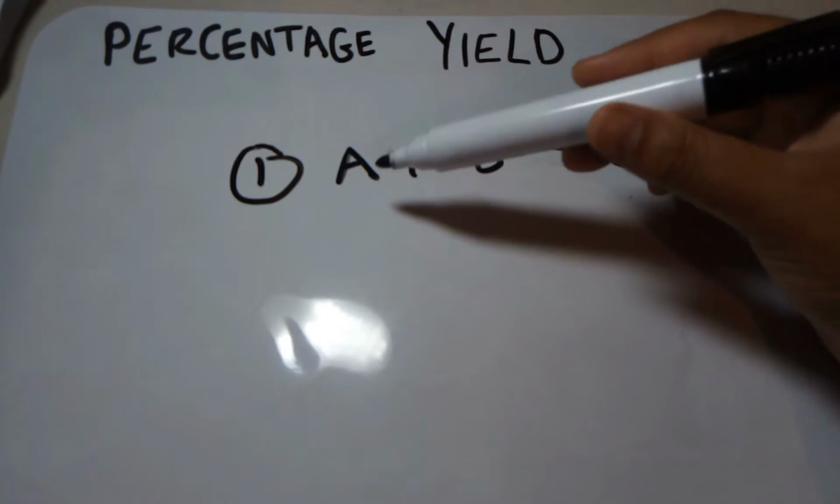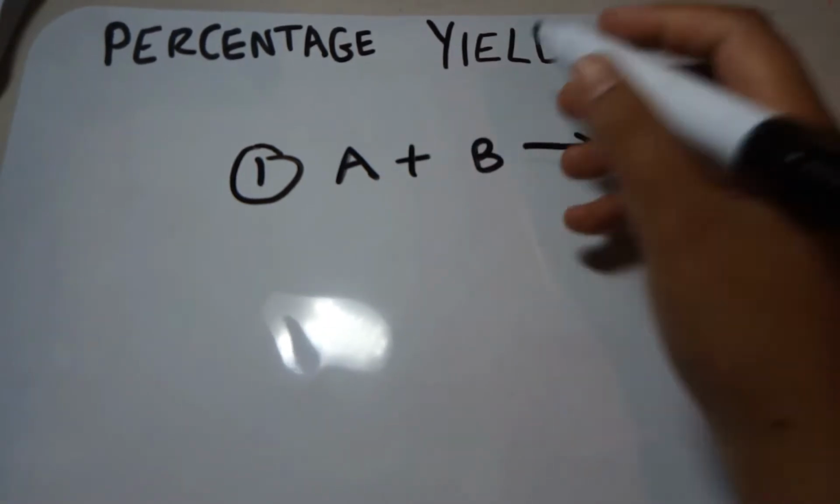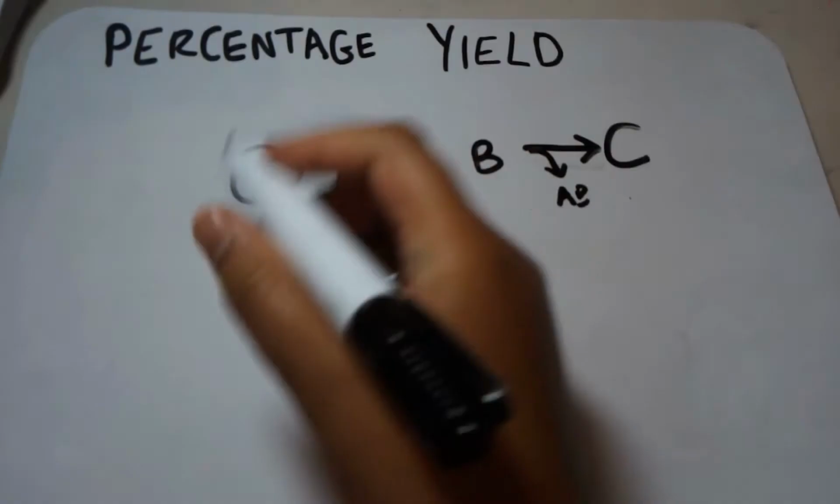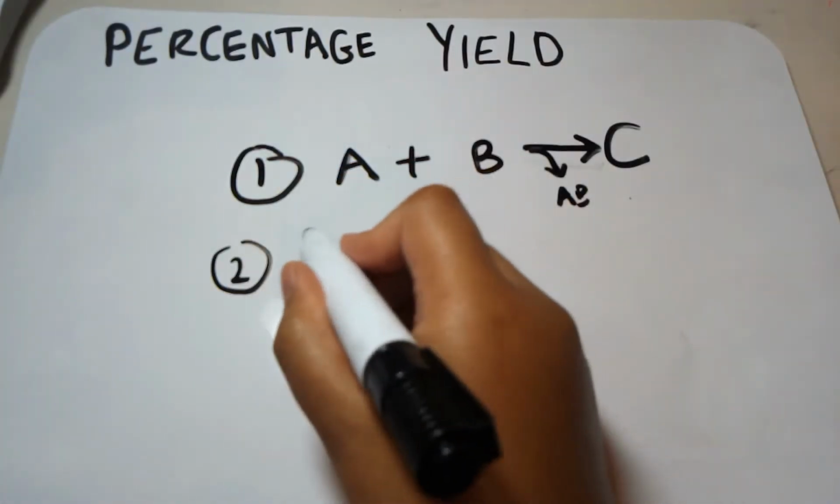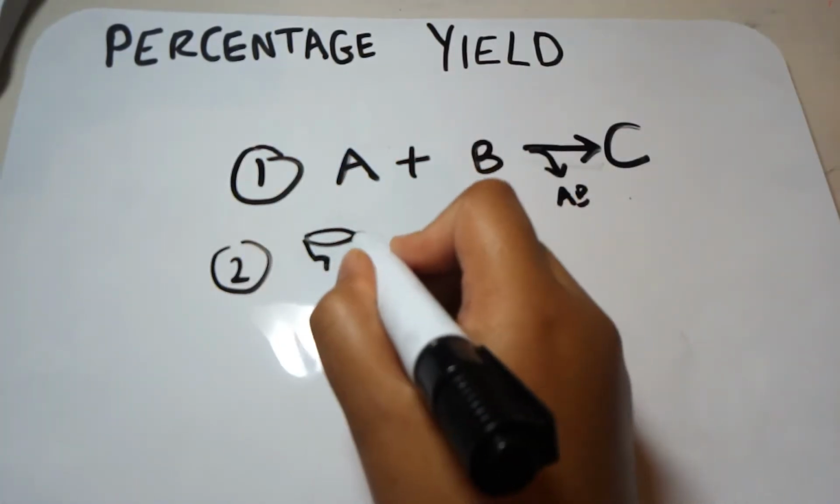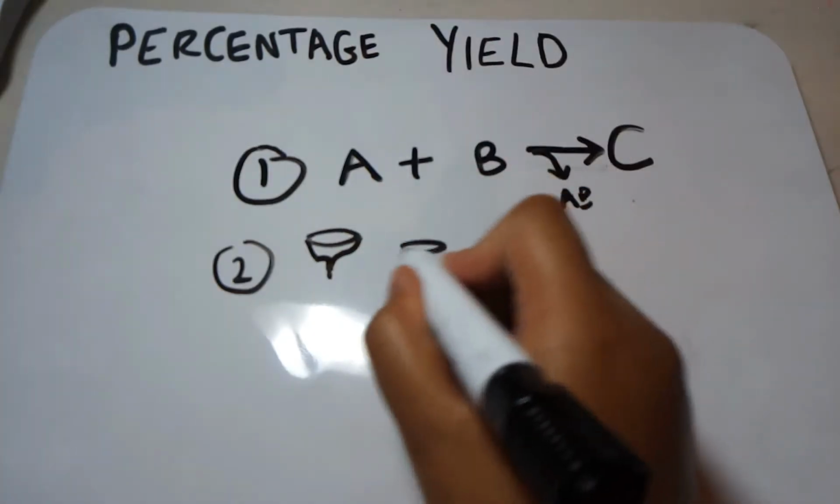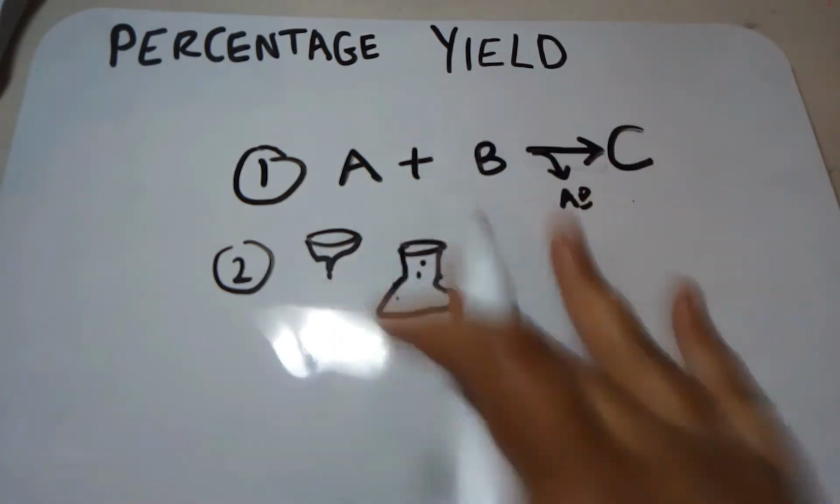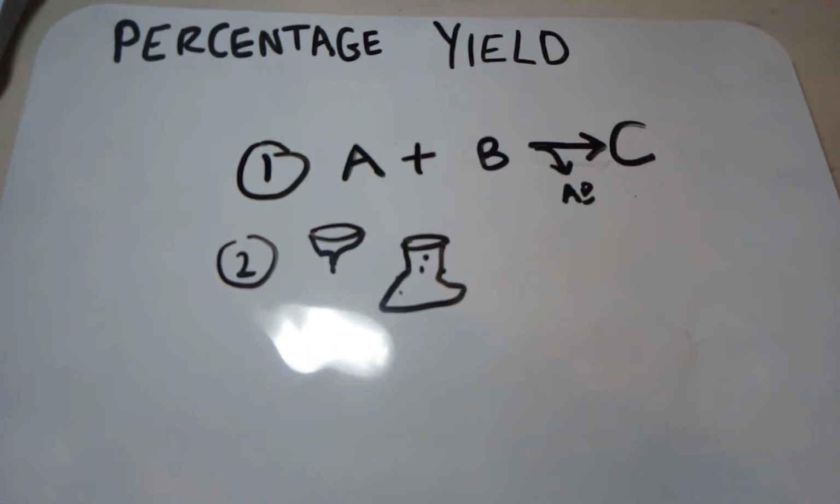One of the reasons is that you can have side reactions. For example, if you have the reaction A plus B gives you C, you can also have some of the product becoming AB. The second reason is that product will get stuck on the funnel that you are using, or on the sides of the beaker. So these are two ways in which you lose product, and not all of your limiting reactant will become the product.